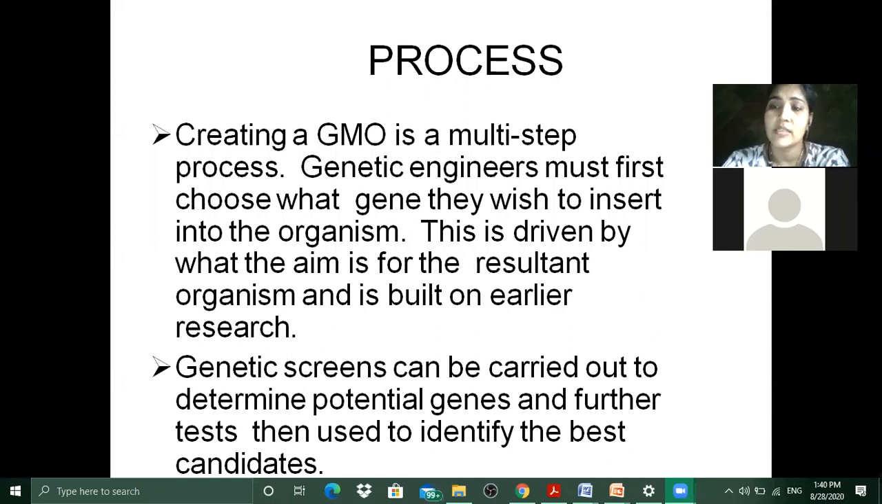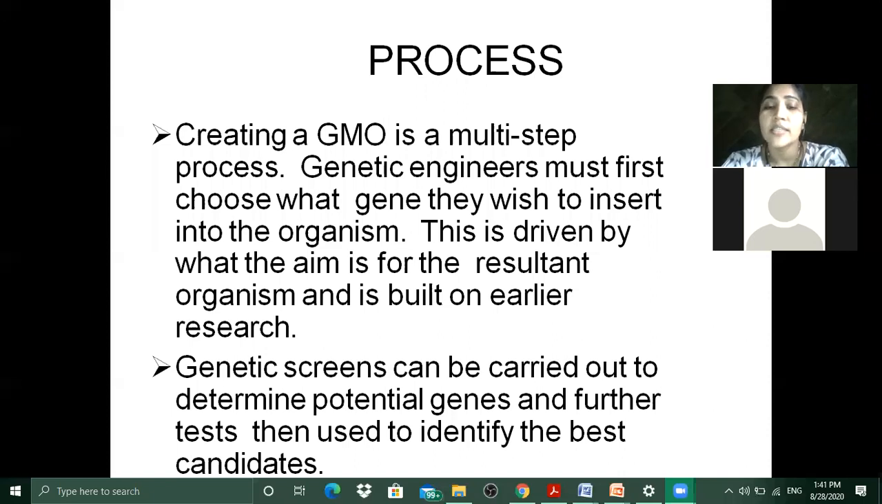So what is the process involved when you're trying to make a genetically modified organism, when you're trying to manipulate the gene of that particular organism? Creating a GMO is a multi-step process. The genetic engineers must first choose what gene they wish to insert into an organism. This is driven by what the aim is for the resultant organism and is built on earlier research. So what exactly you want to do with that gene depends on what you have researched in that area: that you want to delete one gene, or insert another gene in replacement. Why do you want to do that? What exactly will happen to that genetically modified organism, and what advantages will it have? All that you have to know.